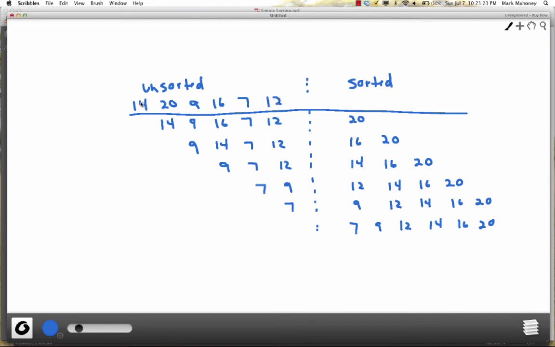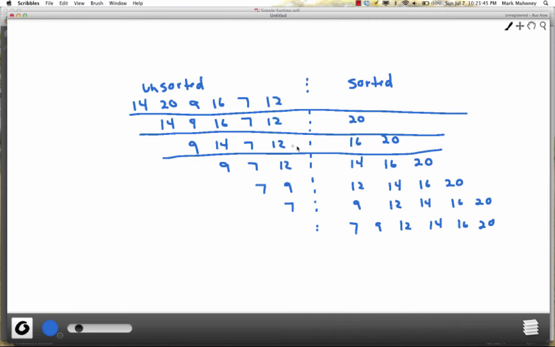Then we did one iteration where the value 20 got pushed to its final sorted position. Then we could think of this collection as being in two parts. Here's the sorted part, the 20 is here, and all the other numbers are over here. But then we do the bubble sort again, and the 16 gets pushed to its final sorted position. And all the other numbers here are more or less unsorted.